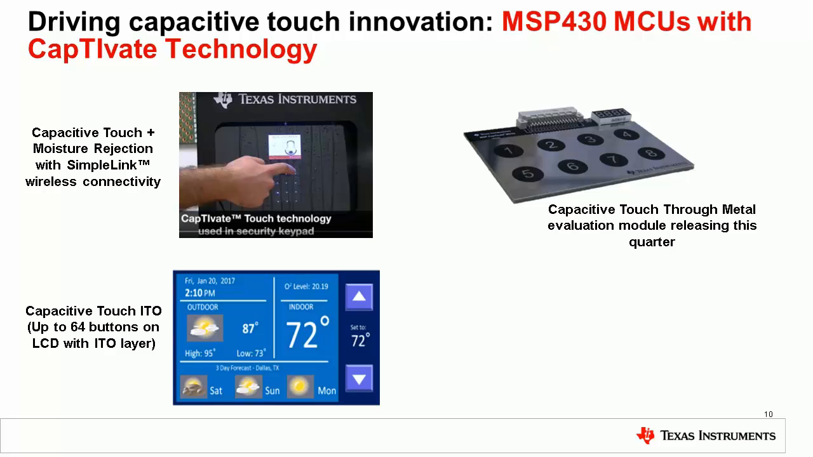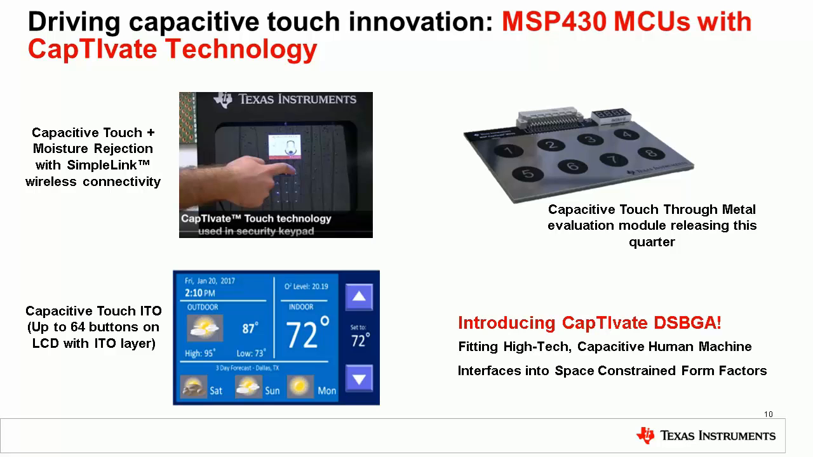A little bit later this quarter, we're also going to be releasing some design application notes around integrating capacitive touch through an ITO layer on an LCD screen. So look out for that information coming later from TI. And then we also have our capacitive touch through metal evaluation module that's going to be available later this quarter. So these are some of the different innovations that we continue to drive this year.